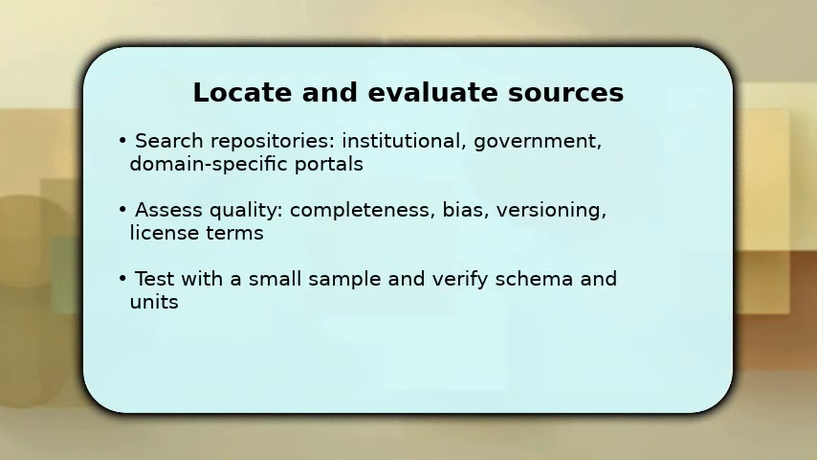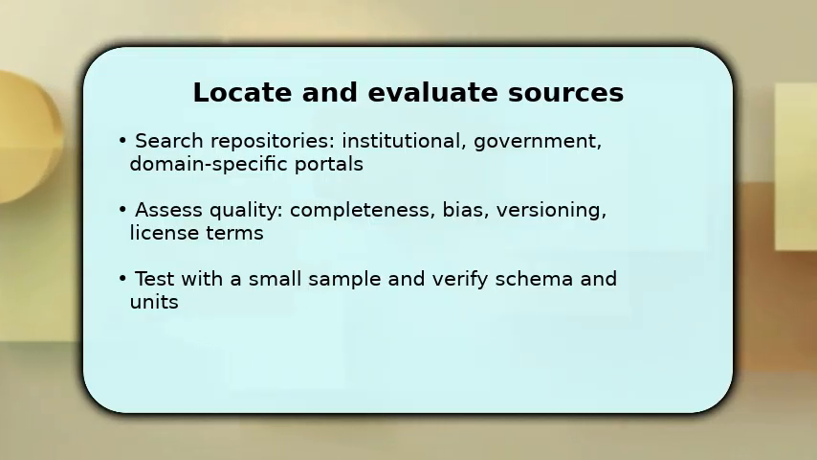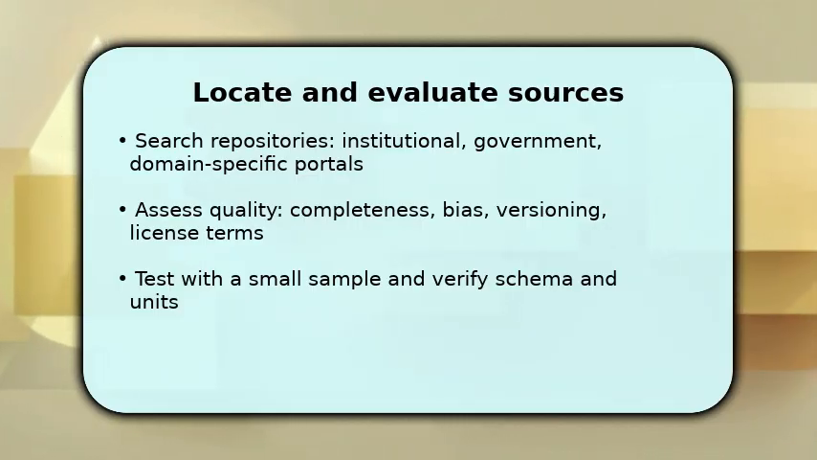You next hunt for candidate datasets across institutional archives, government portals, academic repositories, and domain-specific databases. Prioritize sources aligned with your topic. While browsing, evaluate quality by checking completeness, known biases, update frequency, and licensing constraints so you avoid legal surprises.